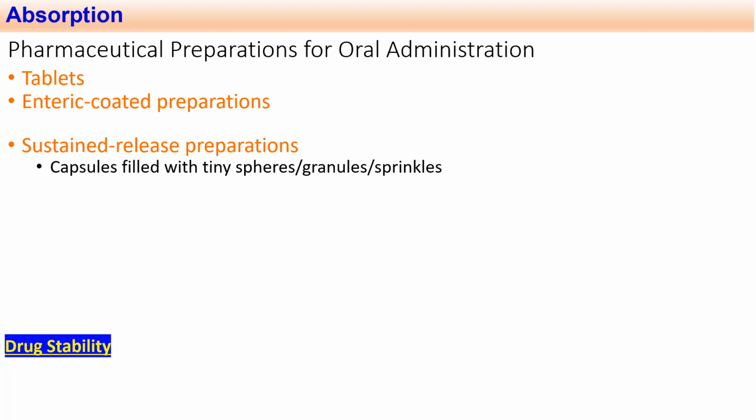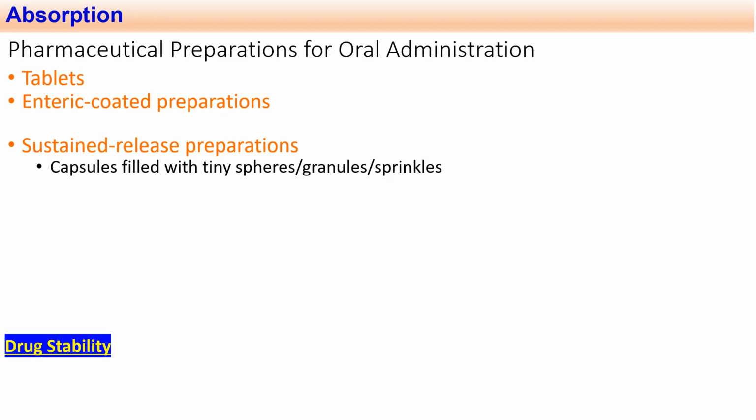So the pharmaceutical preparations for oral administration are either tablets, enteric-coated preparations, or sustained release preparations. The enteric-coated preparations are the oral medications that are released for patients so that they protect either the drug or the stomach. So the enteric-coated preparations are for either drug protection or stomach protection.